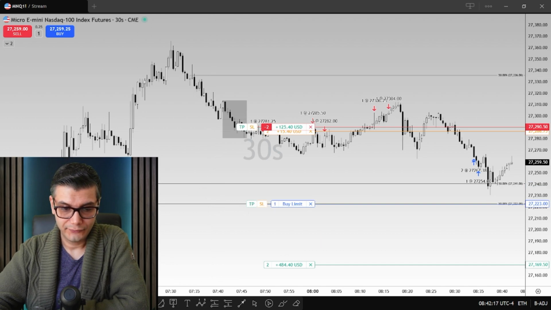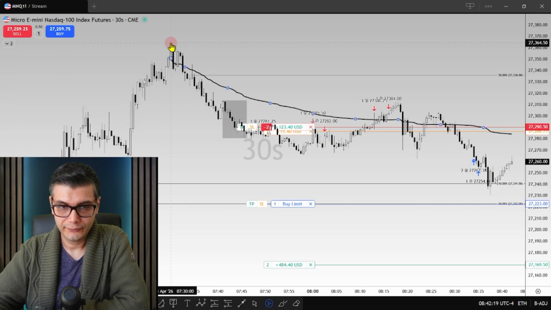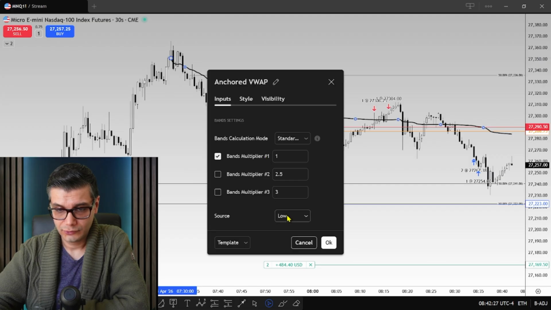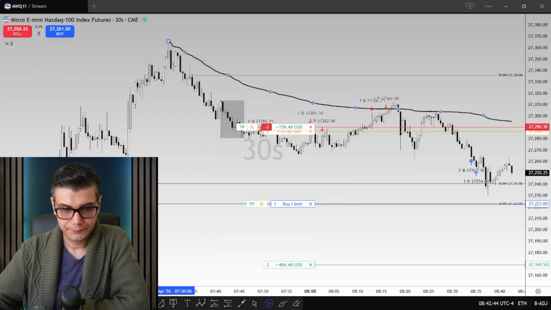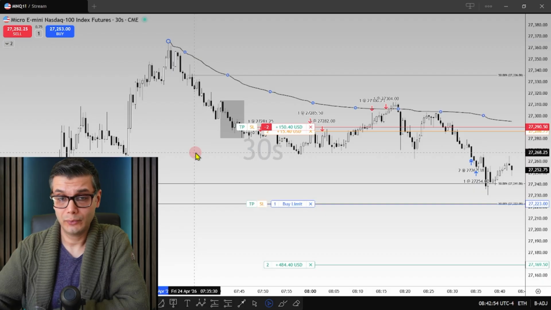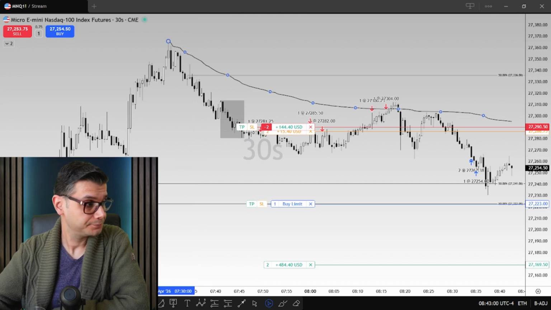However, we do have VWAP. I can anchor the VWAP from these highs, and then in the source, I can either use close or high. Over here, as you can see, the price did respect the anchored VWAP from this pivot high here and here. However, to have anchored VWAP, I guess you are required to have the TradingView Premium membership.